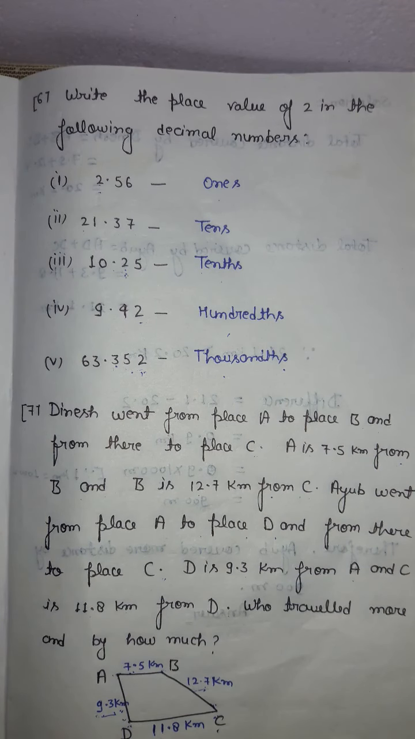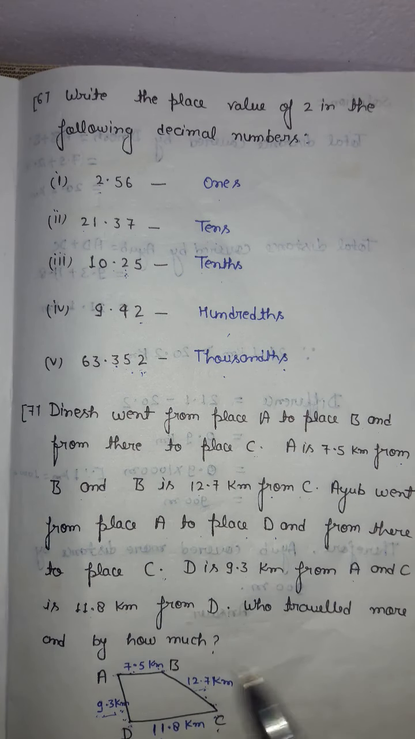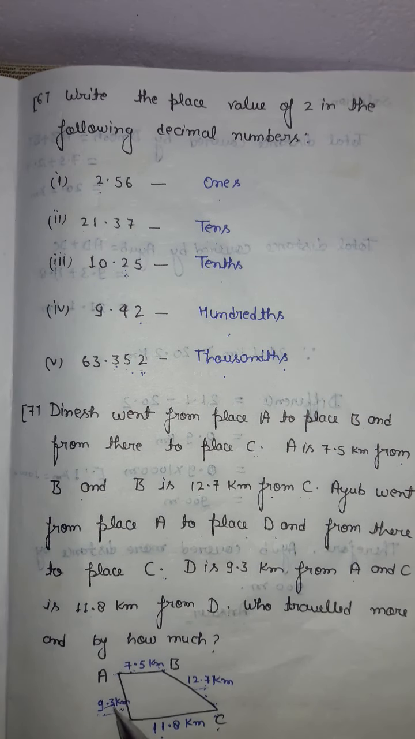So again we will read the question one time. There is a person, मीन्स यहाँ पर कोई दिनेश नाम का पर्सन है जो पहले ए टू बी और बी से सी डिस्टेंस कवर करता है, मीन्स ए टू बी 7.5 और बी टू सी 12.7. और वन इज अनदर अयूब, एंड he covers from A to D, that distance is 9.3, and from D to C 11.8 km. So we have to tell who covered more distance and by how much. So now see the solution.